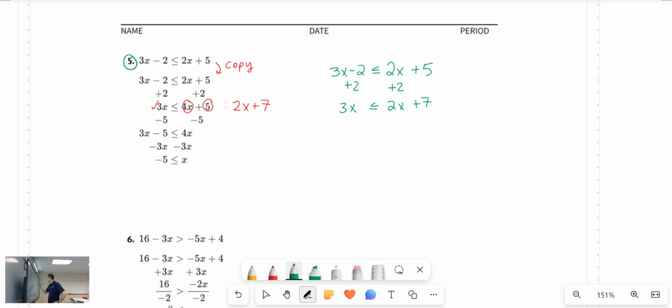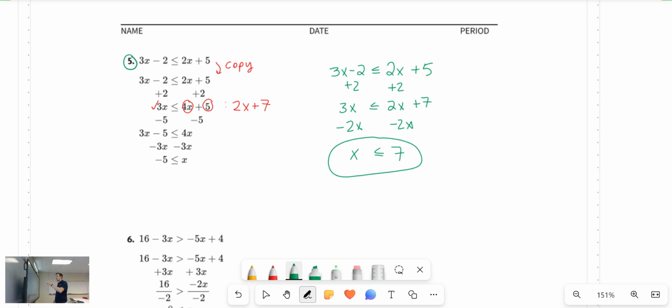Now we can take away 2x from both sides, minus 2x, minus 2x. And then we should be left with x. Oh, didn't quite get that one. Should be left with just x is less than or equal to 7, right? So that should be our solution.